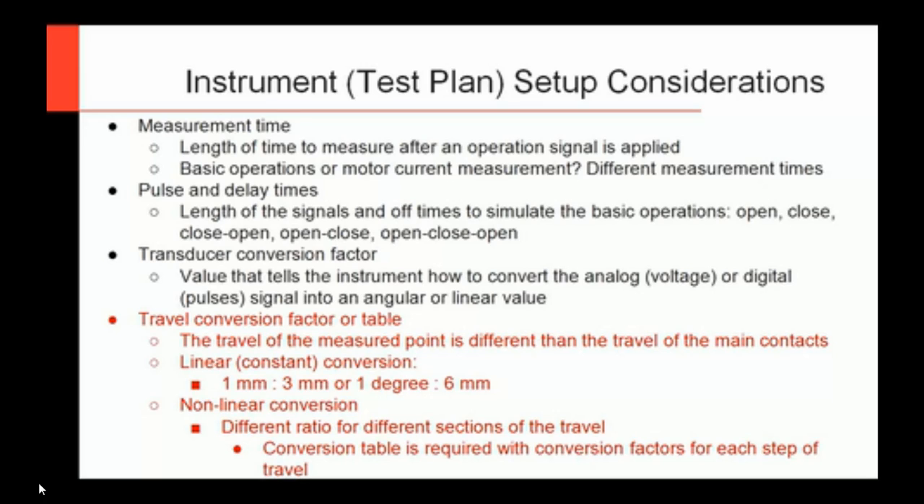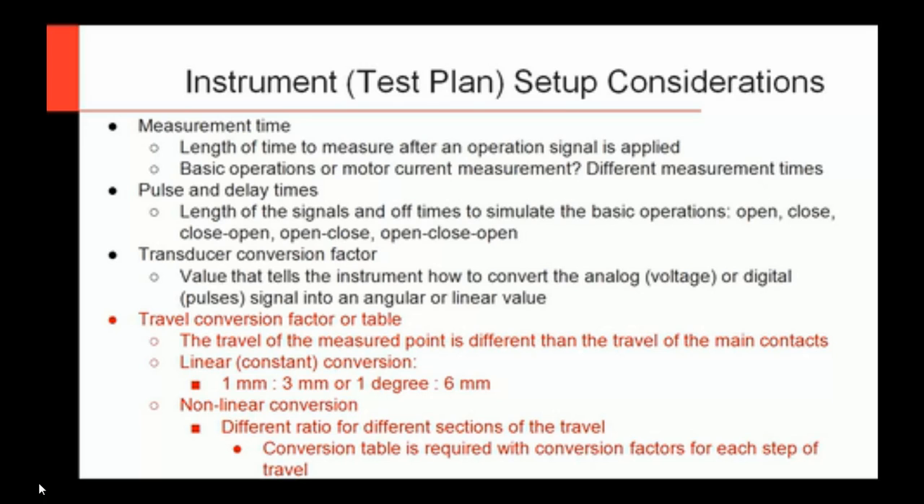Pulse and delay times, when you have multiple operations, your close open, your open close, you want to make sure you're putting these delays in there and putting a long enough pulse so you make sure you're testing these reclose timers and these different functions of the circuit breaker. So just be aware, and generally the defaults in your analyzers will cover that, but it's always nice to be aware what those should be.